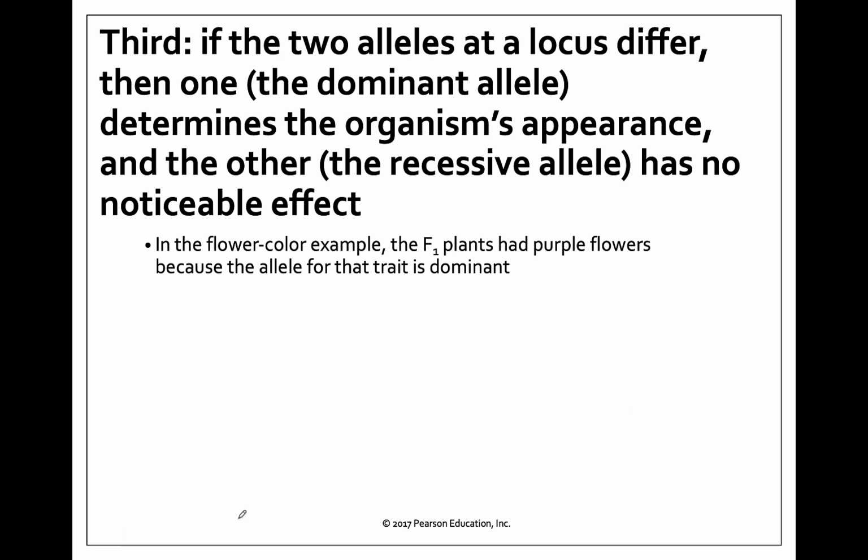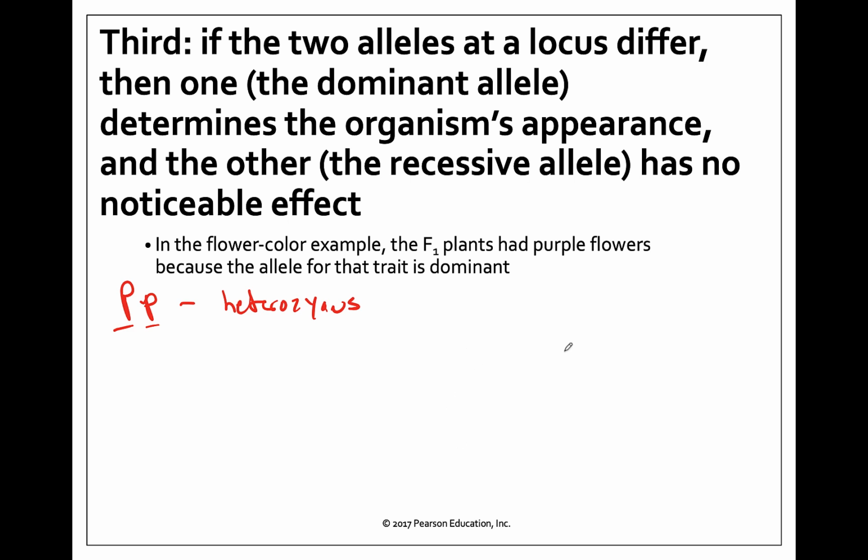The third conclusion that Mendel came to is that when the two alleles at a locus differ, so specifically talking about heterozygous, the dominant allele, big P, determines the organism's appearance, and the other allele, the recessive, the little p, has no noticeable effect. So this is called complete dominance. So this is a heterozygous individual. We can use the genotypes to figure out the physical expression of these genes.